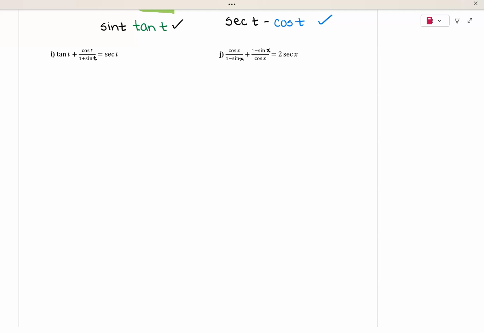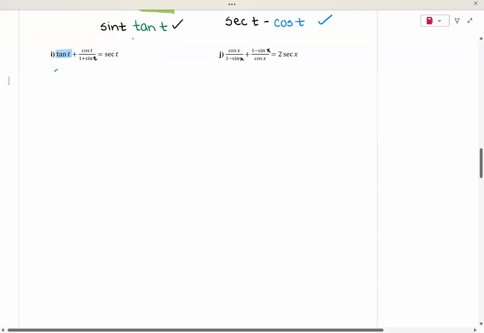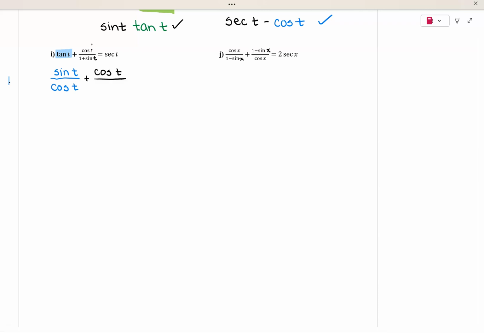Okay, so we got tangent plus cosine over 1 plus sine has to equal secant. So probably going to try to do the secant thing. So let's see what we got. Let's start with changing tan. So we have sine of t over cosine of t plus cosine of t over 1 plus sine of t.